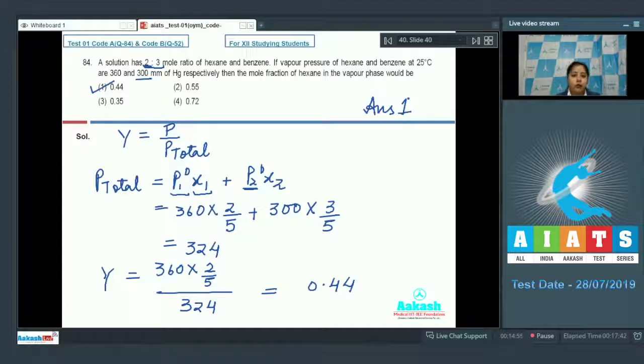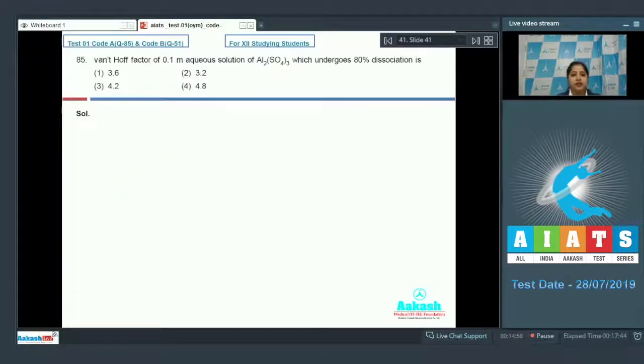Class, let's move to the next question, which is question number 85. Let's read the question, class. What is the Van 't Hoff factor of a 0.1 molar aqueous solution of Al2(SO4)3, that is aluminium sulfate, which undergoes 80% dissociation? The given options are 3.6, 3.2, 4.2 and 4.8.